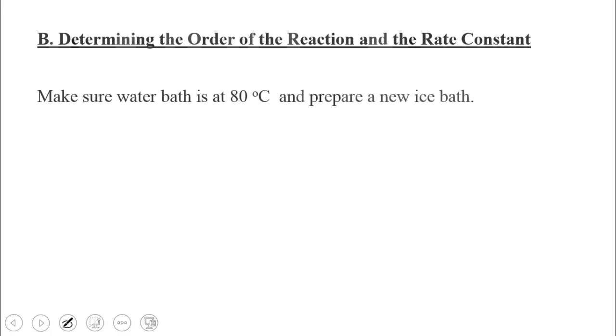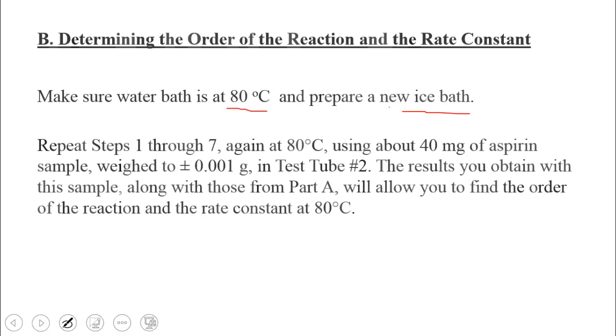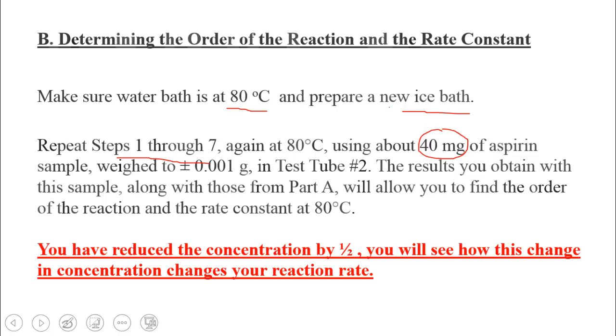Now, we had made sure that we had our 80-degree water bath. We would make a new ice bath in order to do test tube number 2, and then, of course, repeat all the steps, except with 40 milligrams of aspirin. By changing the concentration of aspirin, we would again find how the reaction rate changes. Okay, and so we can get that information for test tube number 2. Now, because we've reduced the concentration by half, we'll see how this changes the reaction rate.